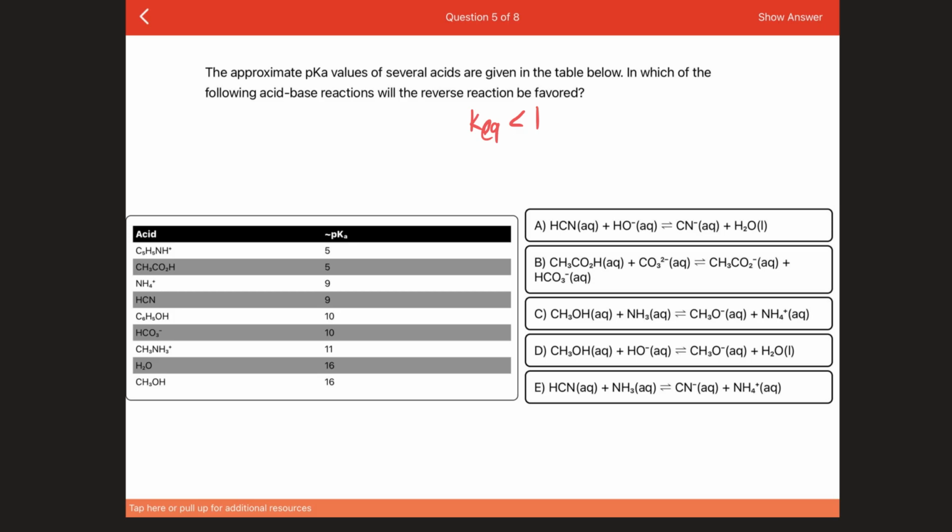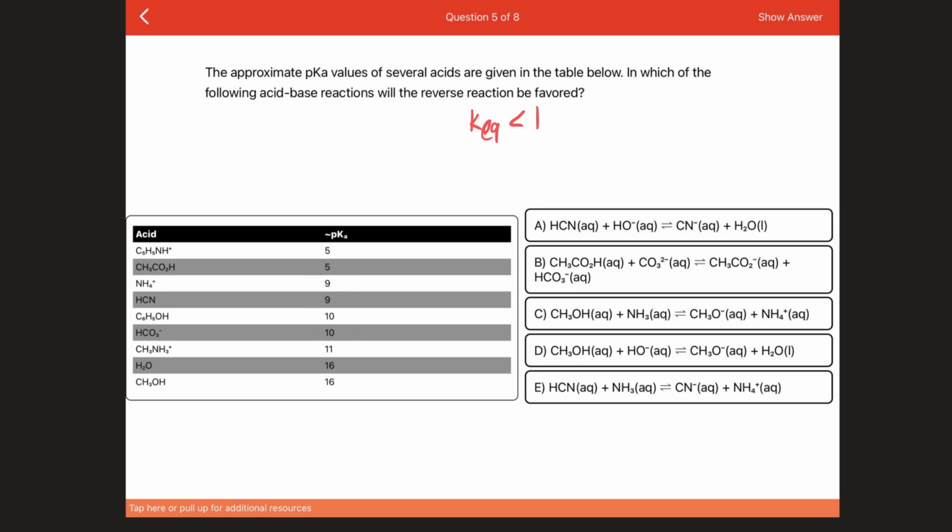As we look at these problems, every problem has an acid reacting with a base, forming a conjugate base and a conjugate acid. So what we need to do is compare the Ka values of the two acids to see which one of them is the weaker acid. And that will help us determine to which side the equilibrium lies.